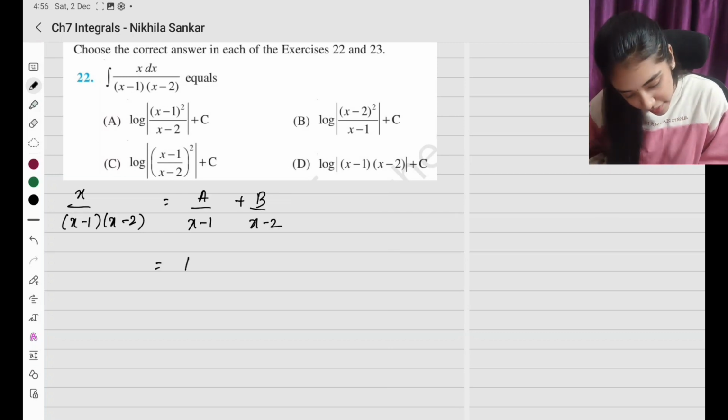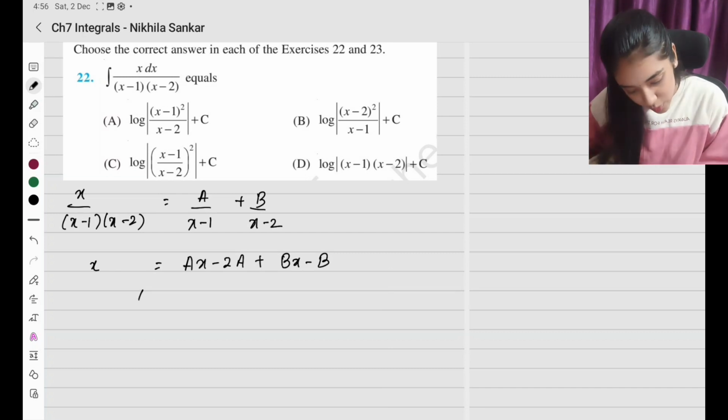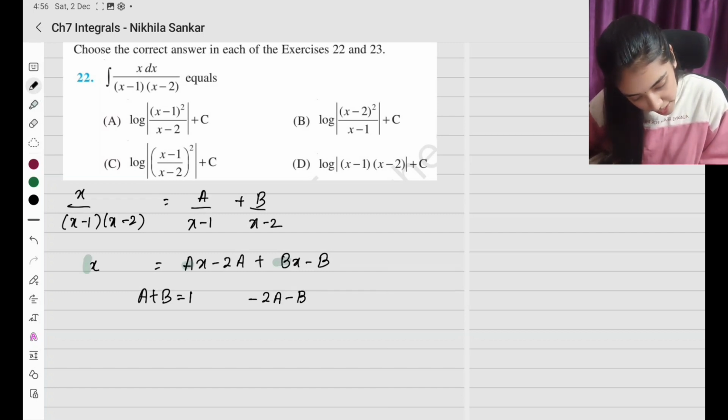I have a times (x minus 2) plus b times (x minus 1), so ax minus 2a plus bx minus b equals x. Equating the coefficients, for x I have a plus b equals 1. For the constant, there is nothing, so minus 2a minus b equals 0. I have b equals minus 2a.